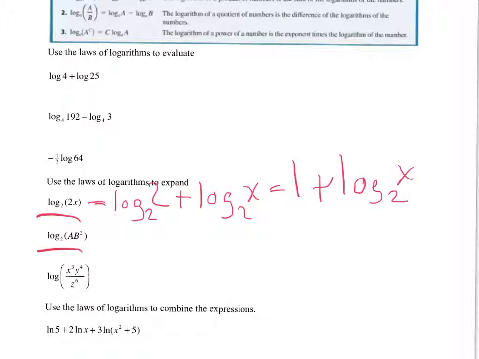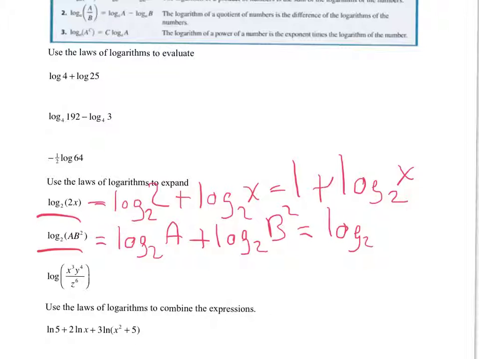This next one has a product and a power, so we'll start with the product rule. Base 2 log of a plus base 2 log of b squared. We can't simplify base 2 log of a, but base 2 log of b squared can be rewritten as 2 times base 2 log of b. And that's as much simplifying as we can do there.